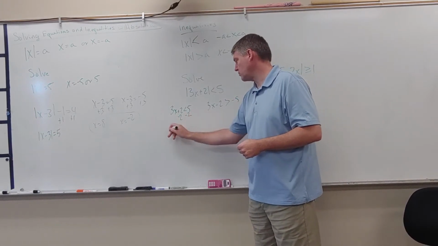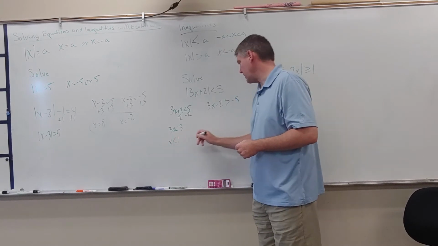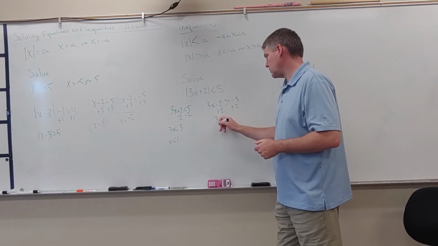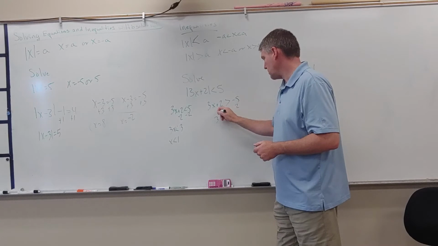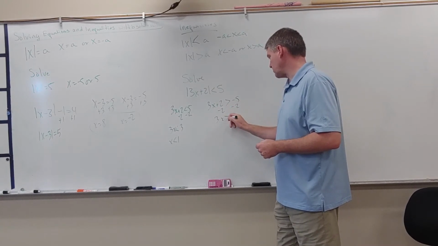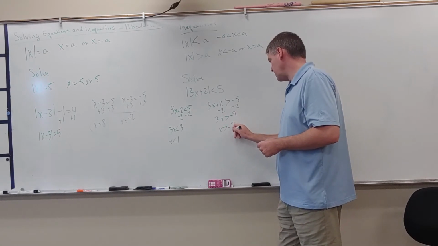So I'm going to subtract 2. 3x is less than 3, or x is less than 1. Here I'm going to add 2, minus 2, sorry. Minus 2. And now I have 3x is greater than negative 7, or x is greater than negative 7/3.